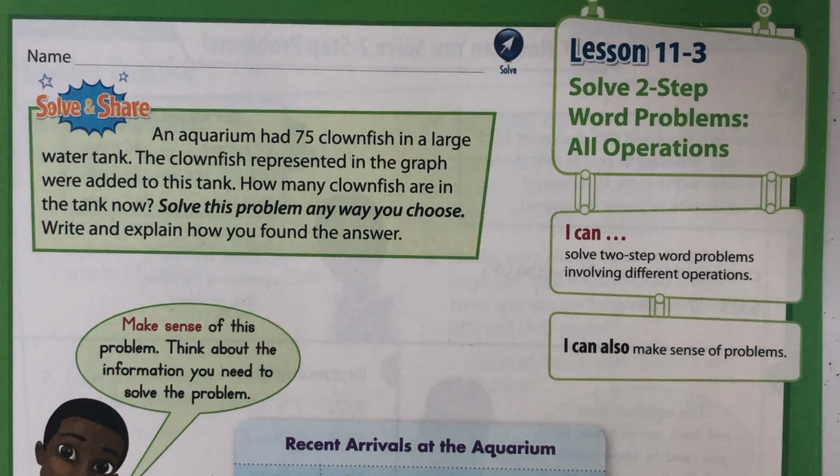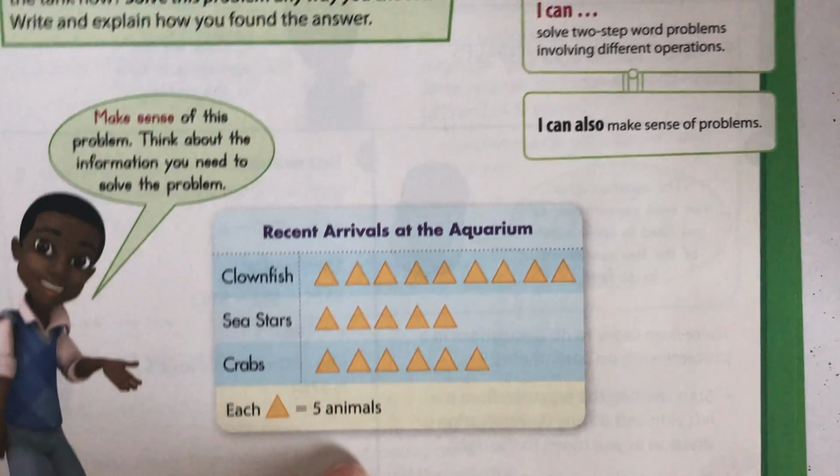An aquarium had 75 clownfish in a large water tank. The clownfish represented in the graph were added to this tank. How many clownfish are in the tank now? Solve this problem any way you choose. Write and explain how you found your answer. Make sense of this problem and think about the information you need to solve.